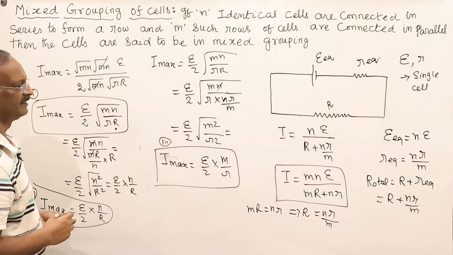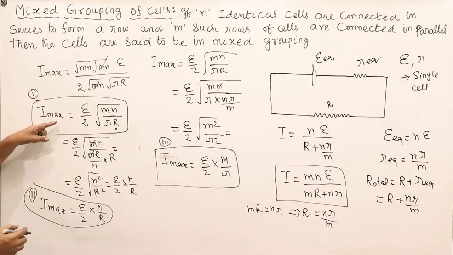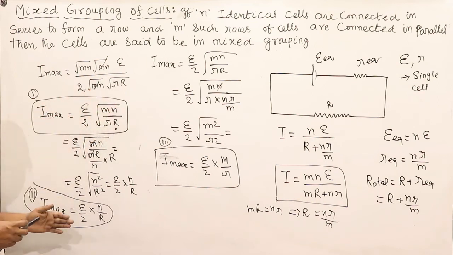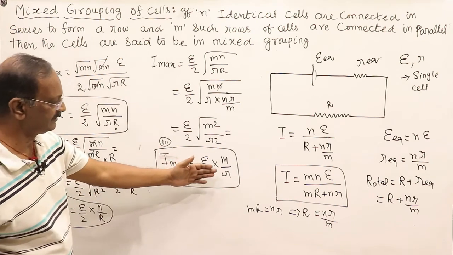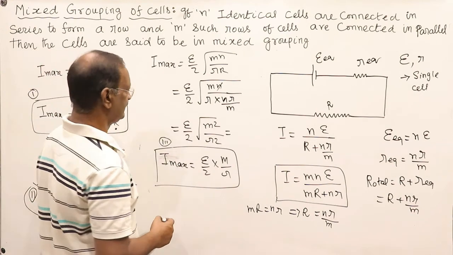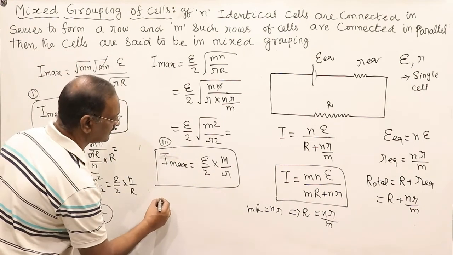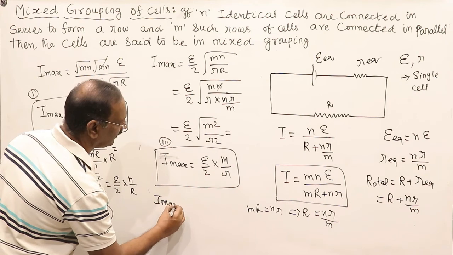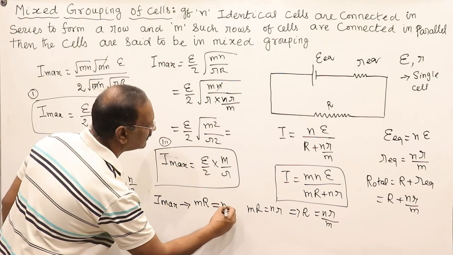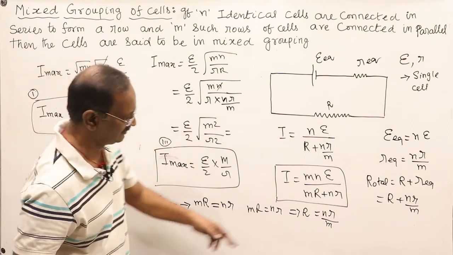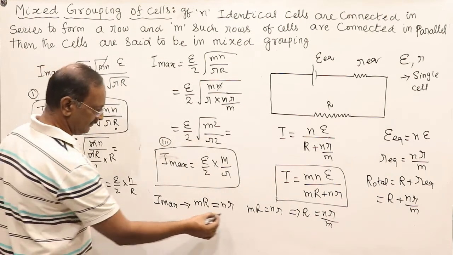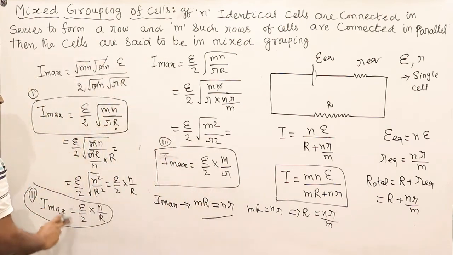So for I max, in a competitive examination, if they ask for I max, this equation can be used, this equation can be used, this equation can be used. And over that, the main condition for I max is that we have to use the condition m R is equal to n r; this should be equal to this one. With this condition only we derive these equations 1, 2 and 3.